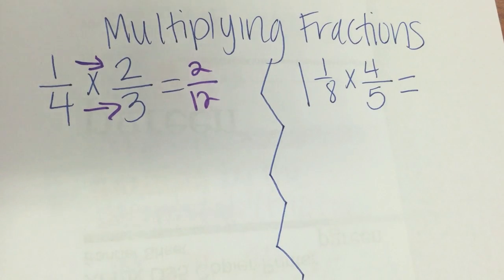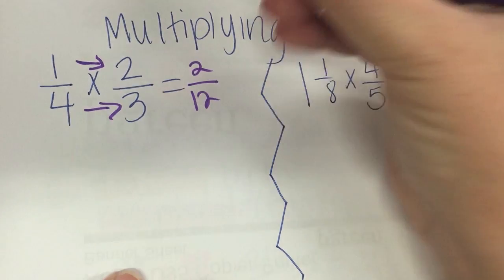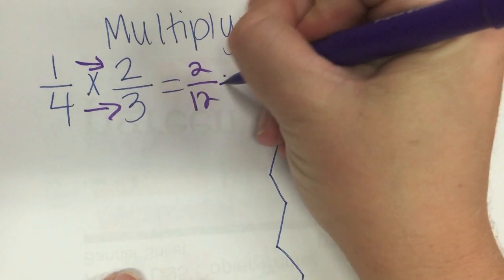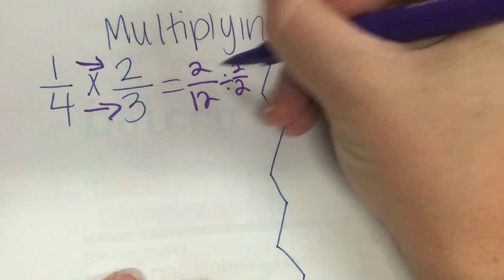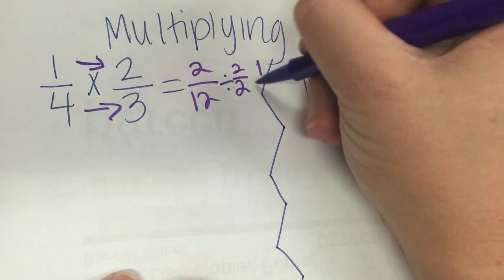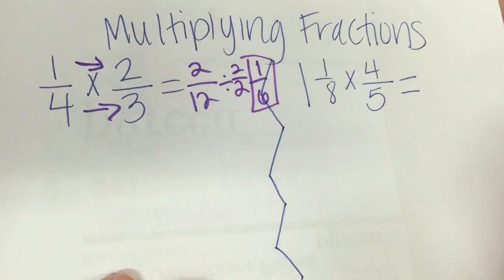Now, I have to simplify. So they're both divisible by 2. So I'm going to divide them both by 2. 2 divided by 2 is 1. 12 divided by 2 is 6. My final answer is 6.